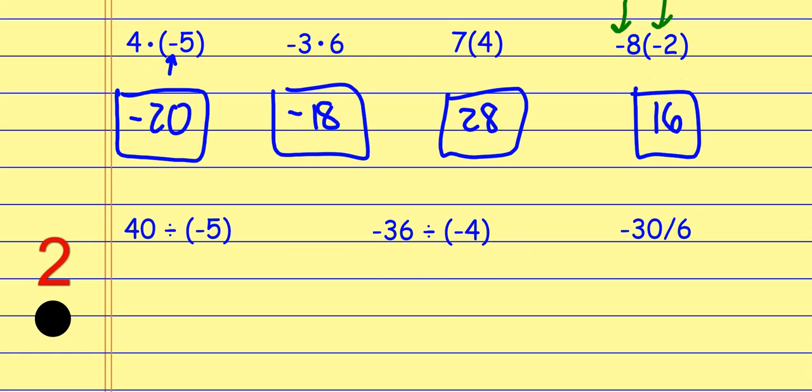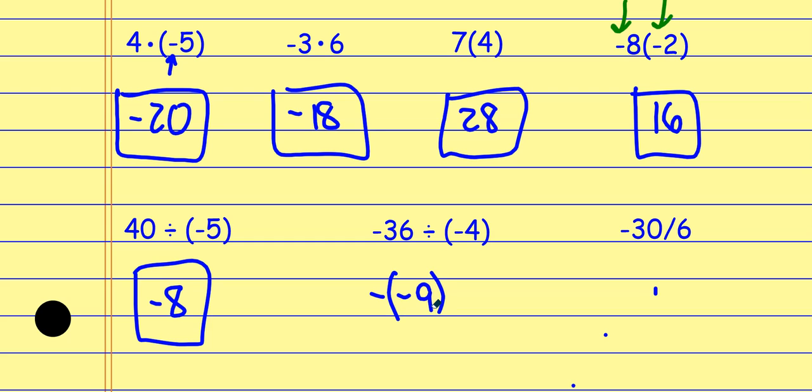This one, same kind of thing. 40 divided by 5 is an 8, but there's an opposite symbol there, so I'm going to do the opposite of that, which is a negative 8. Here, negative 36 divided by negative 4, well, 36 divided by 4 is a 9. And notice, once again, we could tack it on and say, okay, there's 2 opposite signs. Well, what is the opposite of an opposite? What is the opposite of a negative? Well, that's a 9.